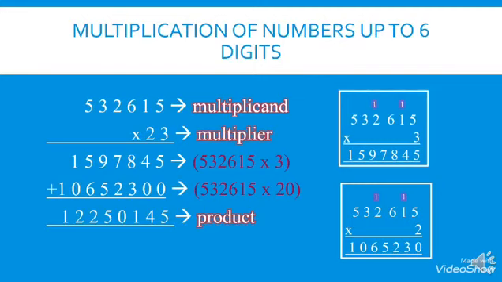3 5s are 15. Write 5, 1 will be carry. 3 1s are 3 plus 1, 4. 3 6s are 18. We will write 8, 1 will be carry. 3 2s are 6 plus 1 will be 7. 3 3s are 9 and 3 5s are 15. You can see on your screen, for your convenience, I have done the multiplication with the single digit at the right side of the slide.